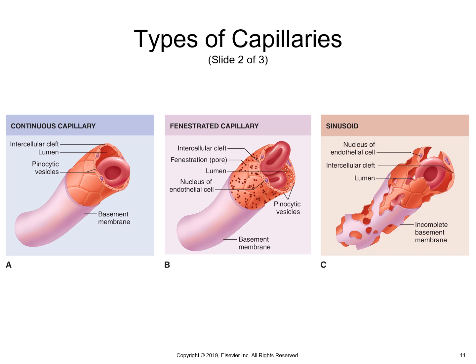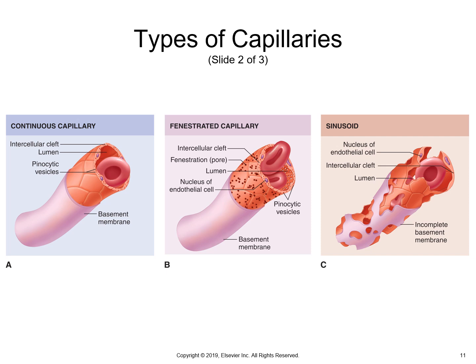So again, if we're given an analogy, the continuous would be like a coffee filter. Fenestrated would be like a strainer in your home. And this one would be more like a net, with big holes in it. And again, it allows those larger molecules to pass through more freely.